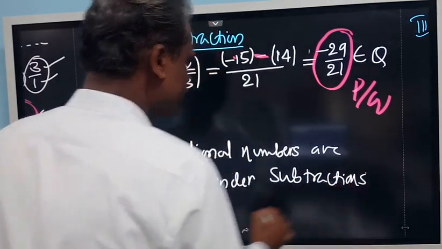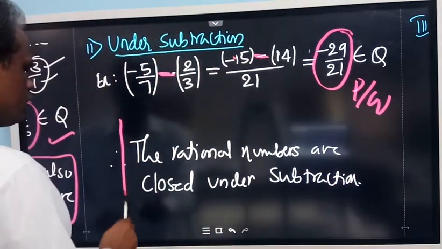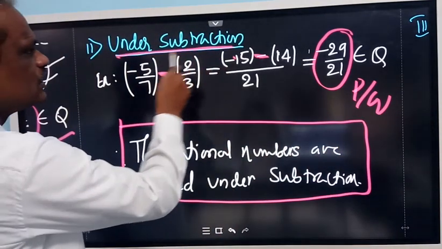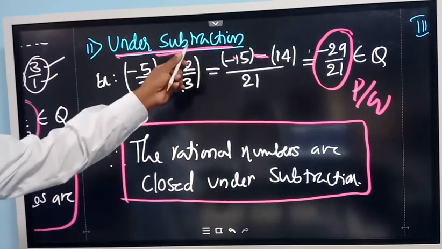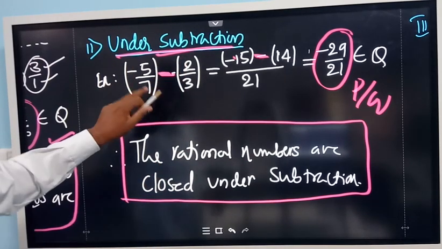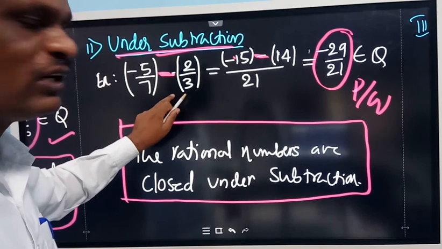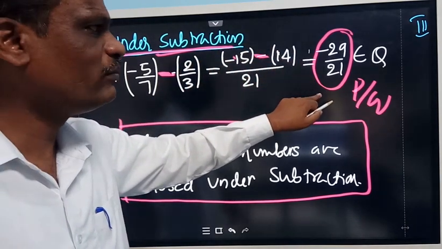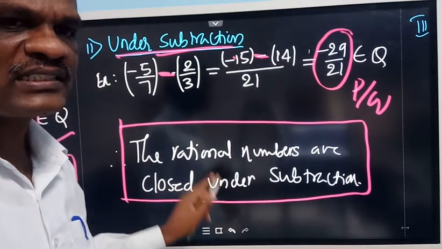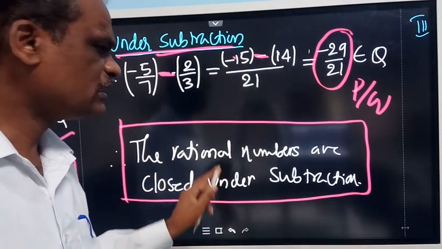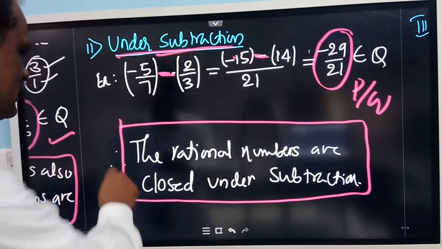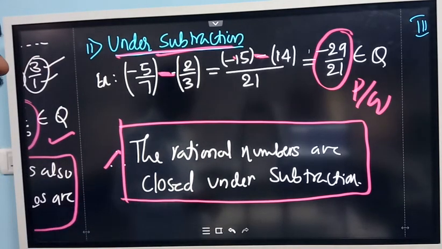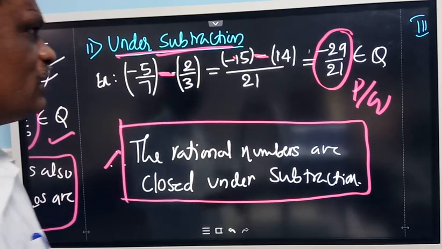So we have verified the closure property of rational numbers under the operation subtraction. So we performed the operation subtraction and verified that one. Take any two rational numbers, subtract one from the other, and the answer that you are getting is also a rational number. Therefore, rational numbers are closed under subtraction. The conclusion is this one. Okay, so let us go to the next operation. What is the next operation we have to take?